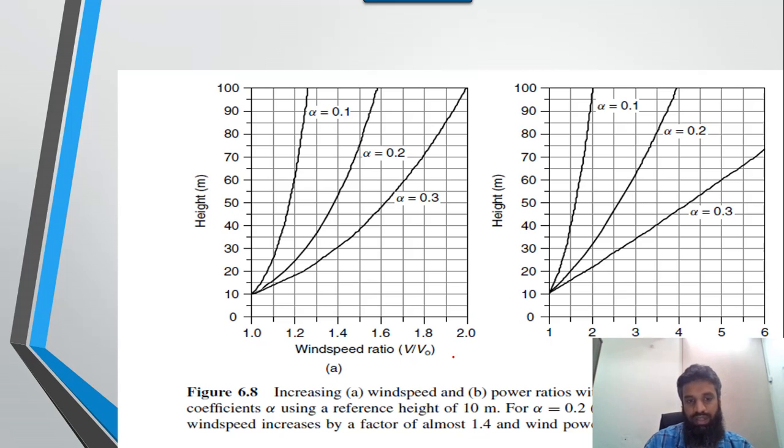So this is the value of the output. This is the wind speed ratio, and this is the height of the tower. If the value of alpha changes, then automatically the output power of the wind turbine also changes. So this is basically the graph between the power ratio and the height. If the power ratio changes, then the output power at a given height also changes.